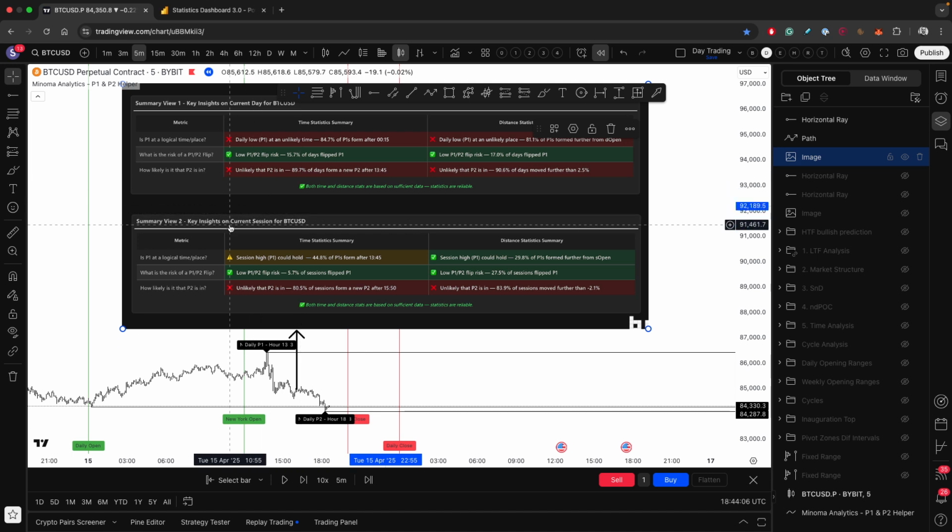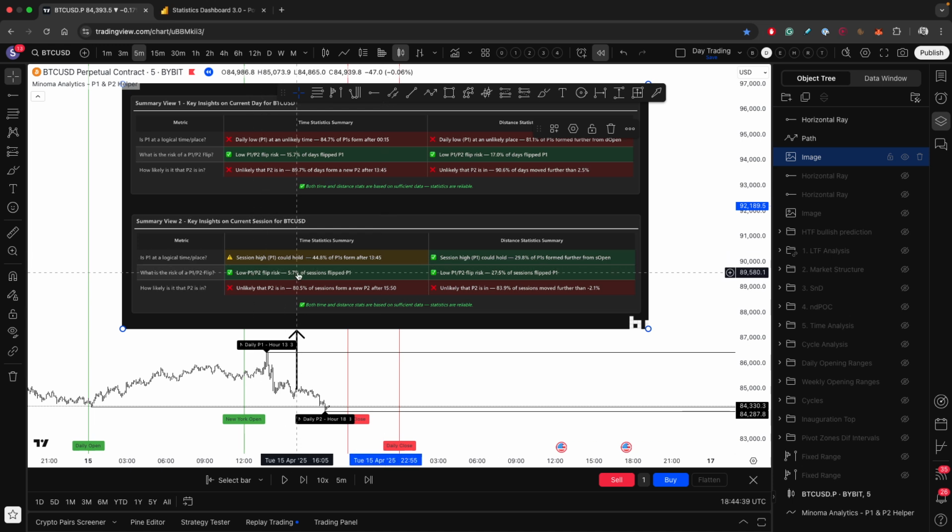And then the interesting part comes with the session below it, where you can see the session high was pretty good, right? Because 50% of P1s form after, so it's not very unlikely. It's not a high metric like this. Same here, right? The session high was actually put in pretty high. And there is a low P1, P2 flip risk, right? So both these are indicating there's not a direct danger of P1 being taken out because it's not put in unreasonably close to the open.